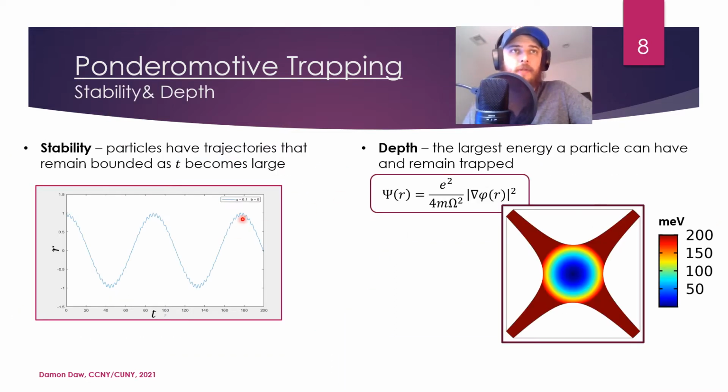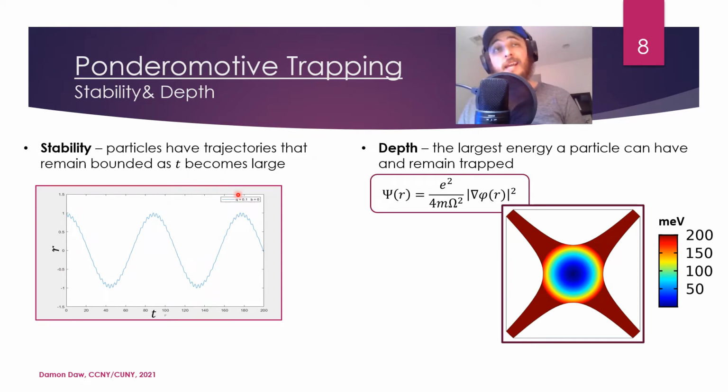These are the two things that are very important characteristics of a trap that you need to analyze. So let's talk about what that means. So stability, if you have a stable trap, it means that the particles have trajectories that remain bounded as t becomes large. They may get smaller, meaning if this is the, say, 1D projection of the path of one of your particles, this amplitude may get smaller because then it's still bounded. That's fine as time becomes large.